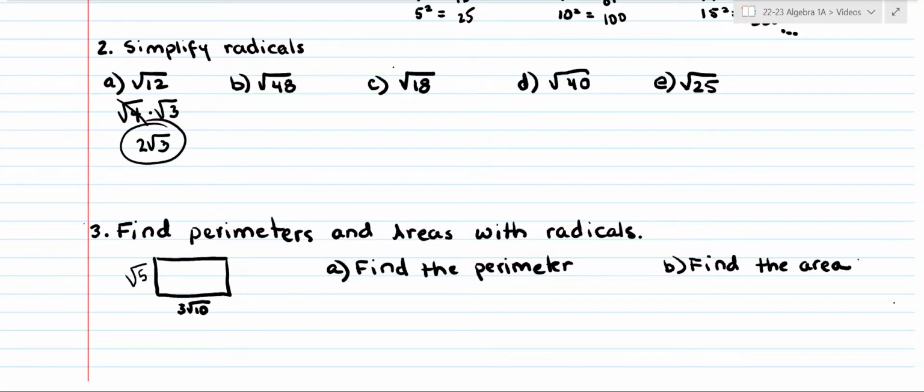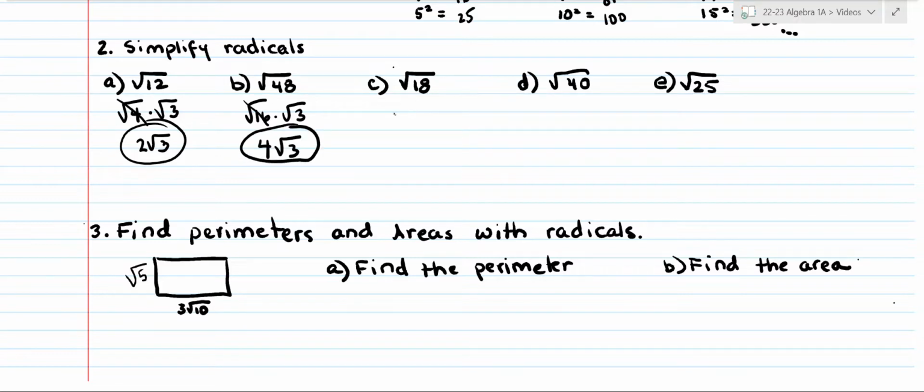48. 48, let's see, divided by 4, yes. But when I divide by 4, I get a 12. And I know that 12 also has a 4 in it, so I'm going to try 16. 48 divided by 16 is 3. So then the square root of 16 times the square root of 3. And the square root of 16 is 4, so this is 4 radical 3.